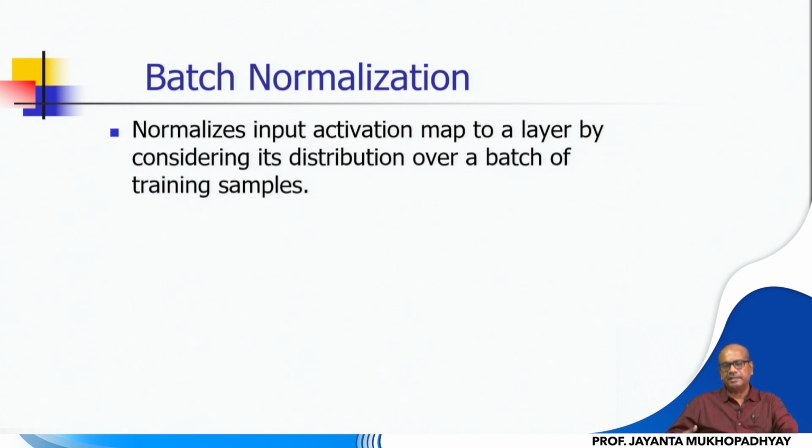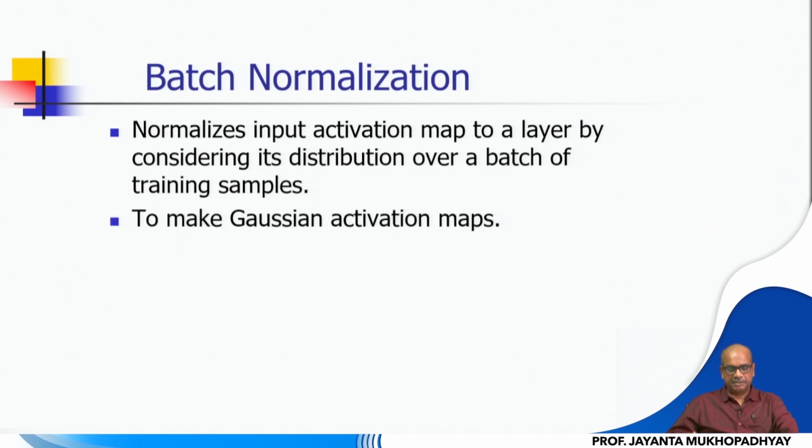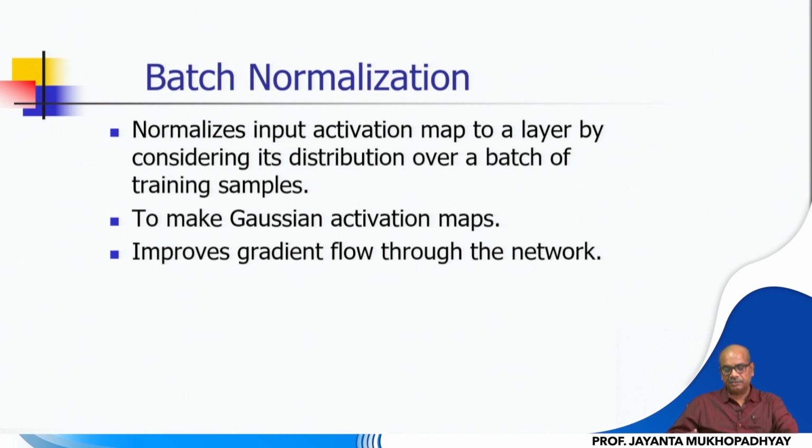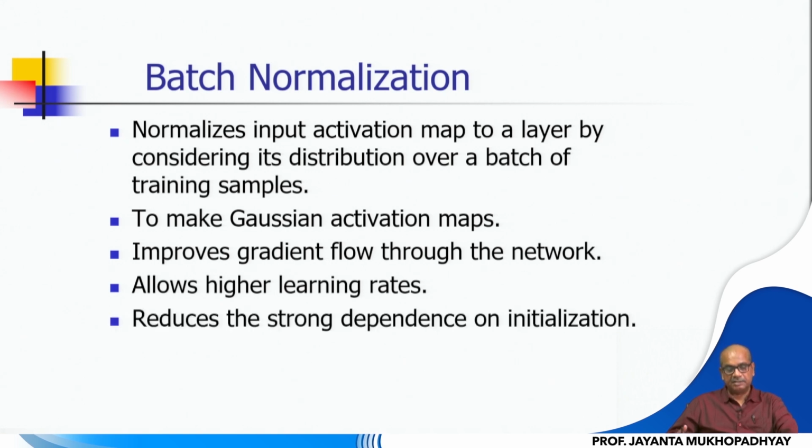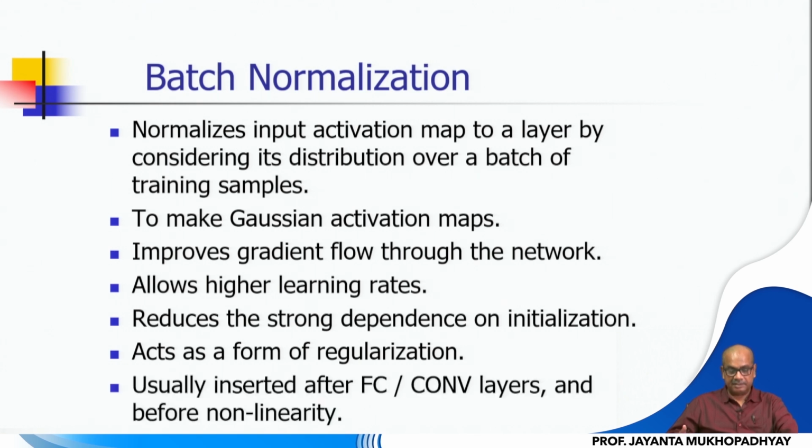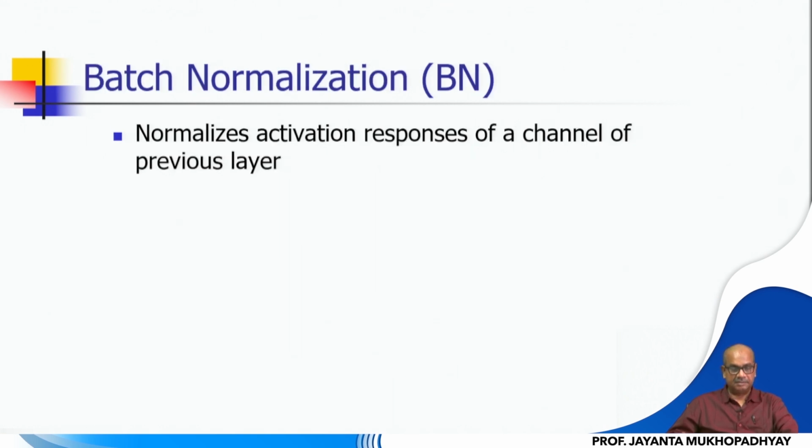You can start with any particular initial values and then you can update them and proceed with that. So making Gaussian activation maps improves gradient flow through the network and allows higher learning rates. These are certain advantages, and it reduces the strong dependence on initializations. It's a form of regularization, as you can see, and it is usually inserted after fully connected layers and convolution layers and before nonlinearity. So this is how it is done.